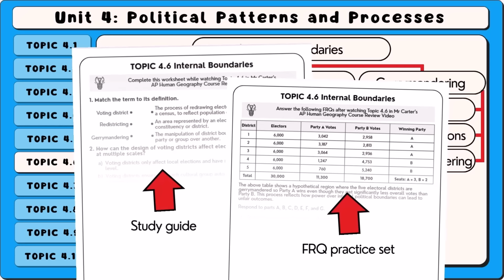If you're following along with the study guide, check your answers for this section using the answer key before moving on. And when you're ready, we'll move on to topic 4.7.